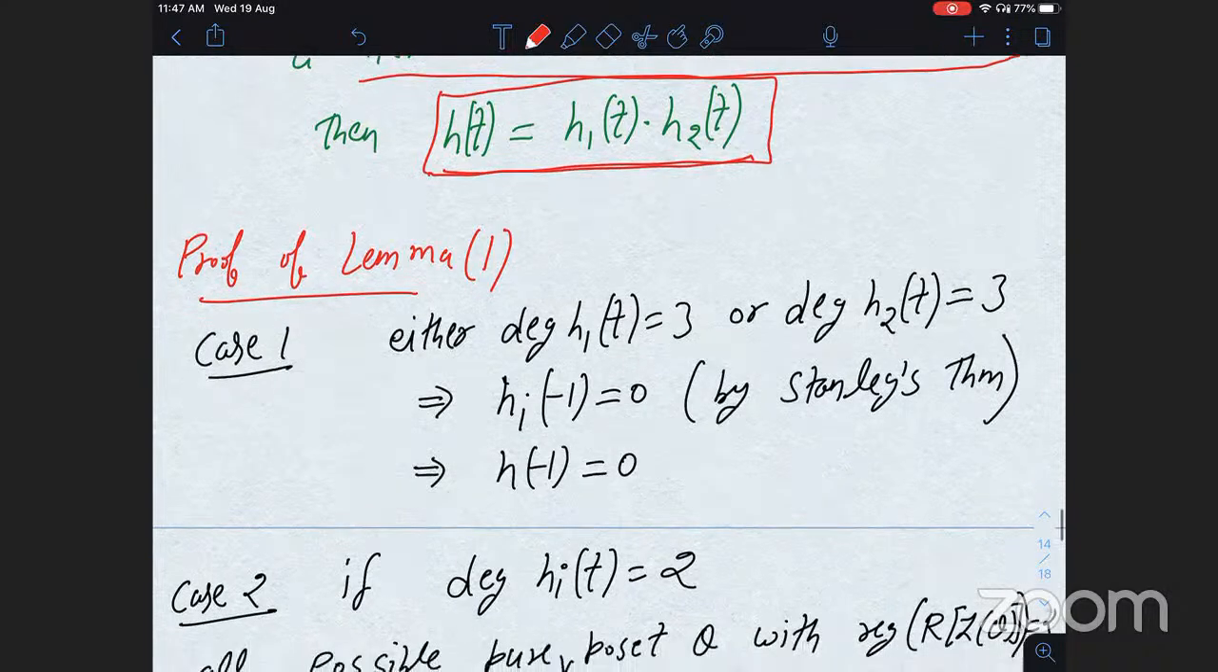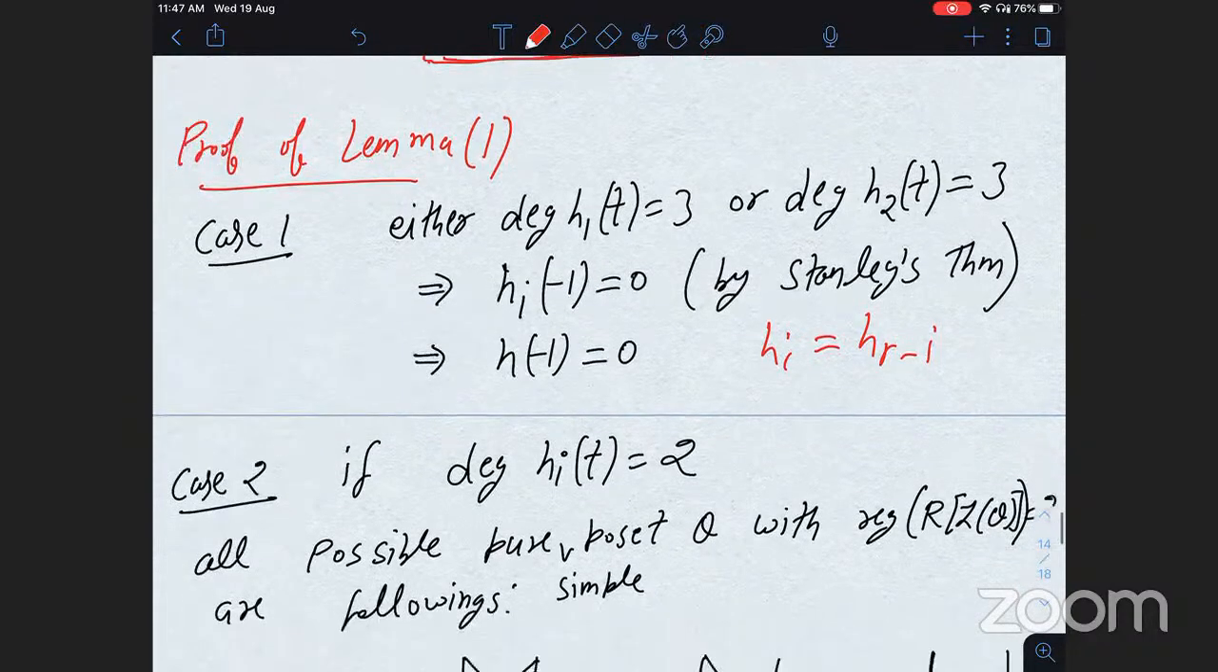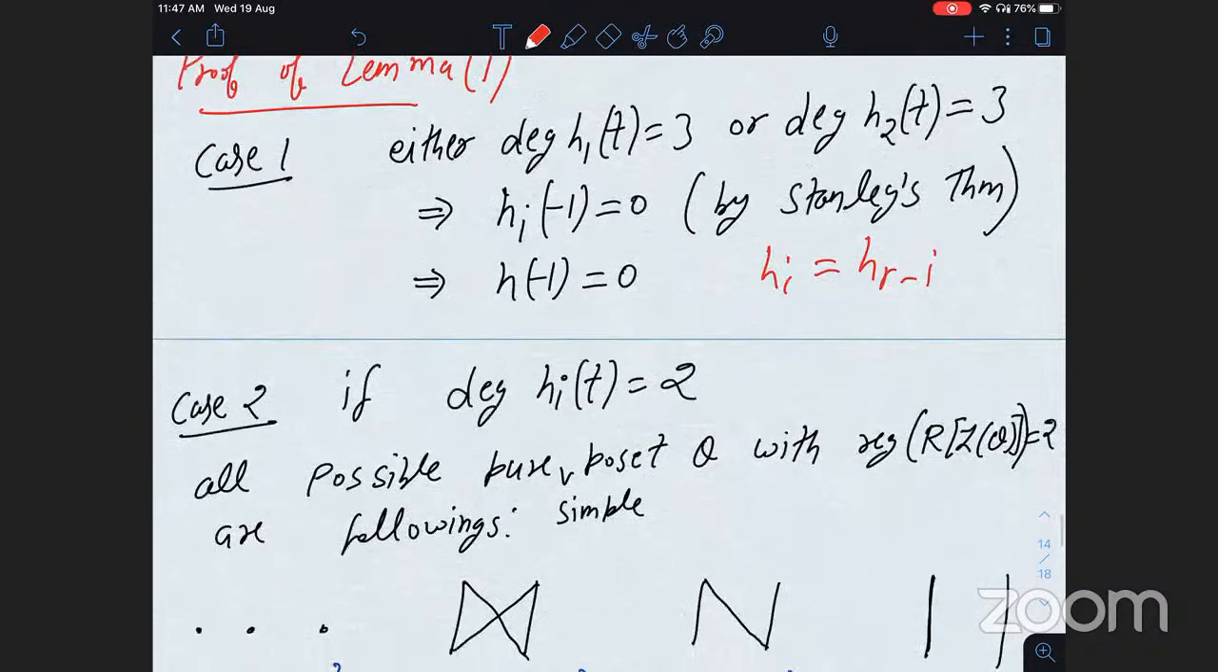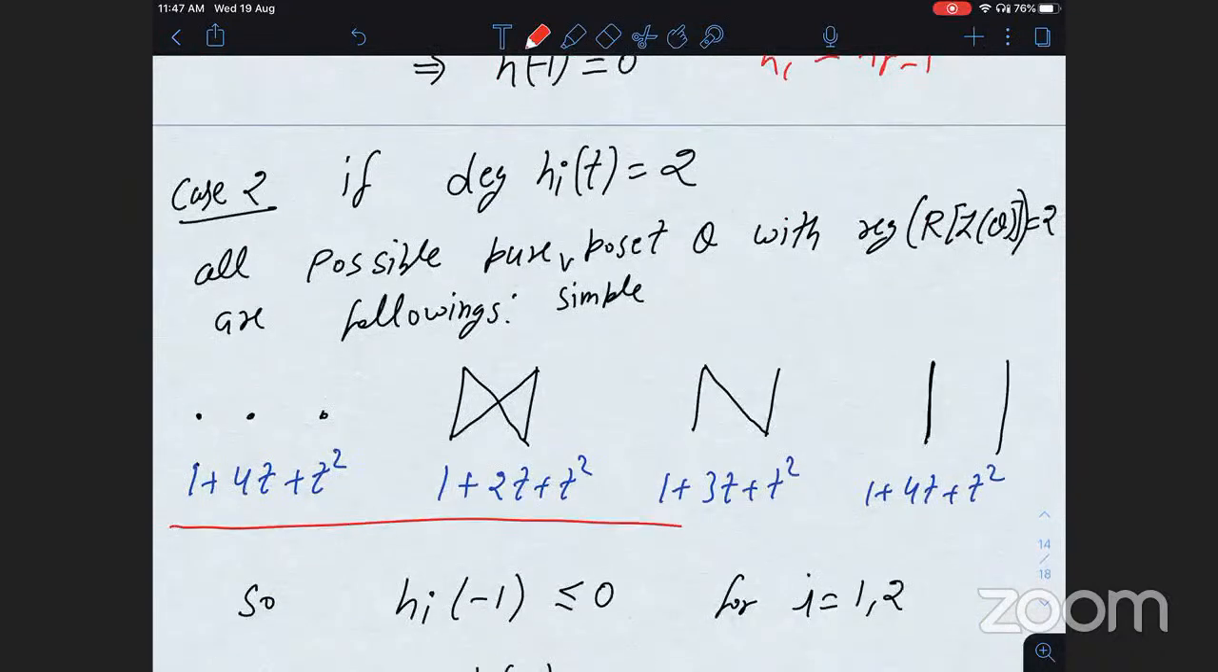Then by Stanley's theorem, which states that h_i is equal to h_{r-i}, we will have that H_i(-1) will be equal to 0 for i equal to 1 and 2. And hence for the product we will have H(-1) equal to 0. Hence the conjecture holds in this particular case. And if the degree of H_i(t) is equal to 2, then we have already drawn all the possible pure simple posets of regularity 2.